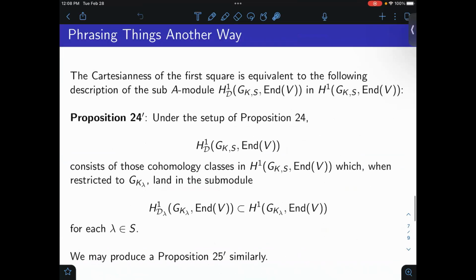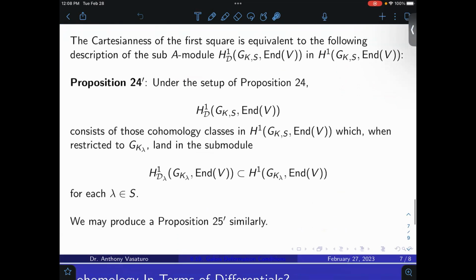Okay, so let's phrase things in a different way. The Cartesianness of the first square above is equivalent to the following description of the sub-A-module H^1_D(G_{K,S}, N_V) in H^1(G_{K,S}, N_V). So proposition 24 prime: under the setup of proposition 24, H^1_D(G_{K,S}, N_V), the cohomology group related to that deformation condition, consists of those cohomology classes in the full H^1(G_{K,S}, N_V) which, when you restrict them locally to G_{K_λ}, land in the submodule H^1_{D_λ}(G_{K_λ}, N_V) in the full H^1 for each λ in S.